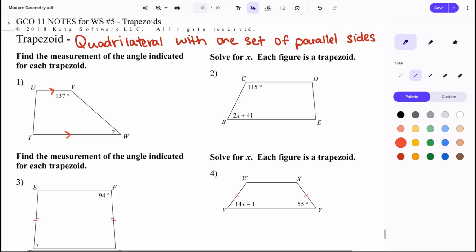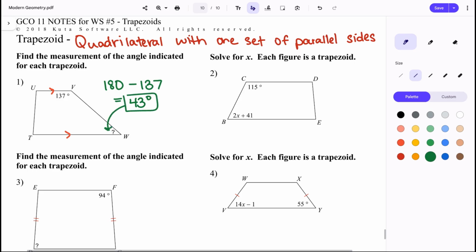If you think about some of those properties that we saw last week, they're still going to hold true for our trapezoid. We have these parallel sides, which would mean the 137 and where the question mark is would be same side interior angles. If you remember from last week, those same side angles add to 180. They're still going to do that on a trapezoid. So the 137 and the question mark add to 180. To find the question mark, I take 180 minus 137, which leaves me with 43. And that would be this angle right there.